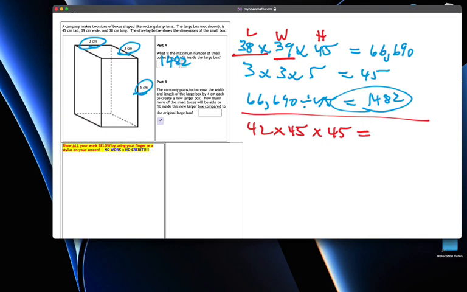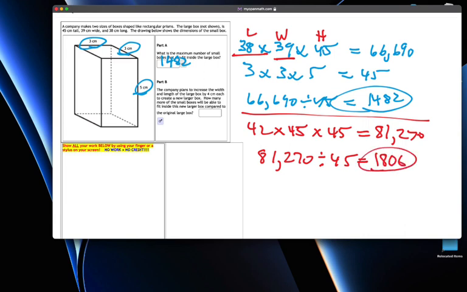Well, that happens to be, when you multiply that out, 81,270 cubic centimeters. So now, the end question is, how many more of the small boxes will fit inside this new larger box compared to the original large box? So we're just sort of repeating the process here. So we need to divide 81,270 divided by 45, and that happens to be 1,806.